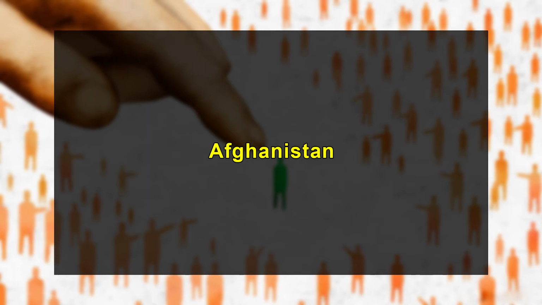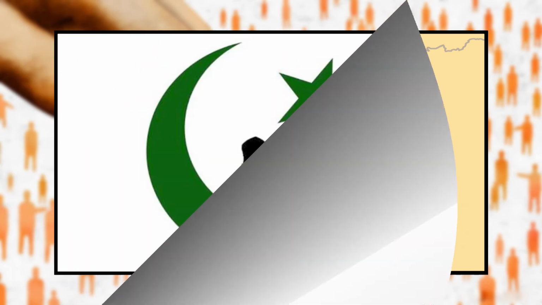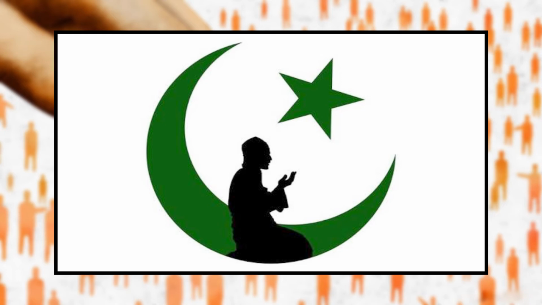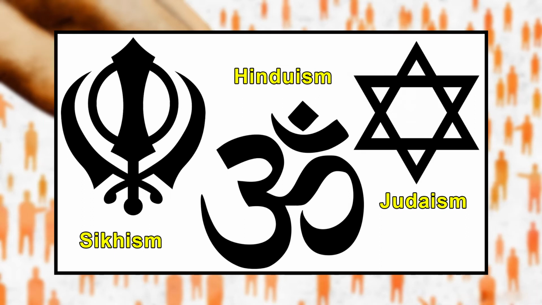Now, if we look at Afghanistan, Afghanistan also has many ethnic, tribal and religious minorities. Islam is the state religion with majority Sunni Muslims and minority Shias. But we can also find Sikhs, Hindus, Jews and Sufis there.